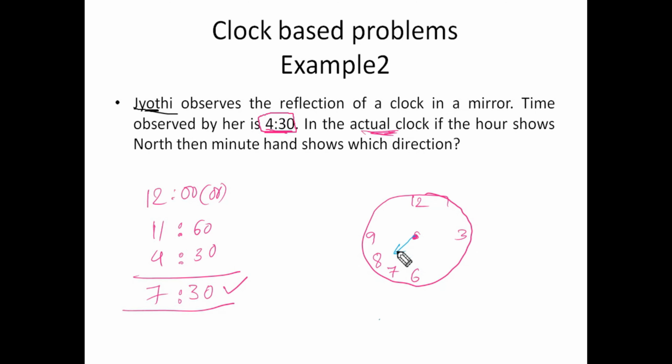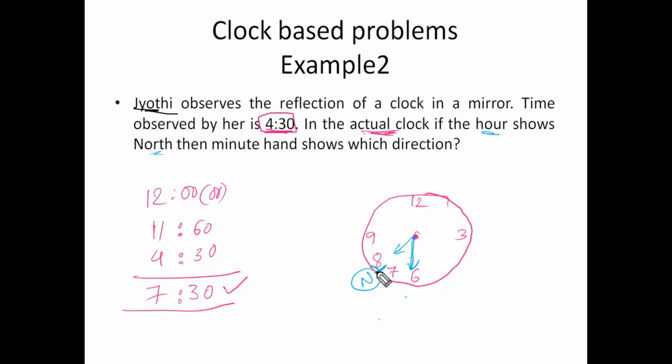At 7:30, our hand is exactly between 7 and 8. And the minute hand is on which number? Number 6, because it is 30 minutes up. Exactly on number 6. Right. At this point of time, 7:30, our hand shows north. This is our hand side. Our hand is showing north.